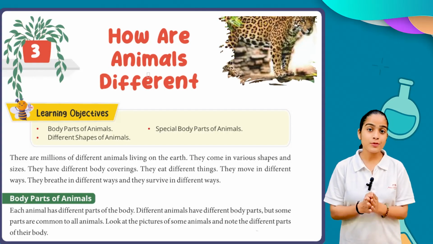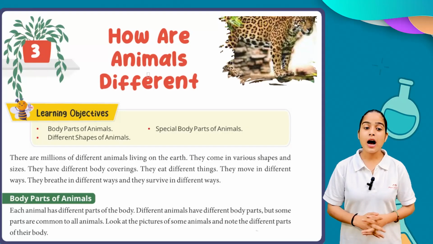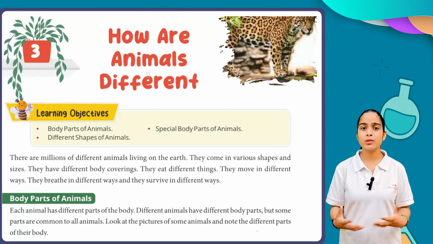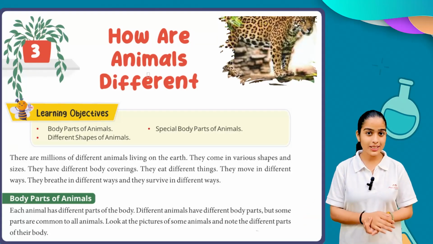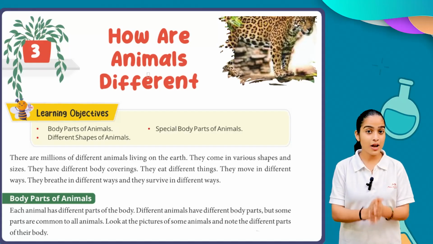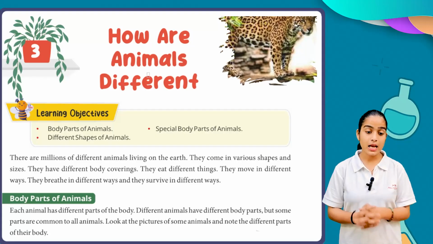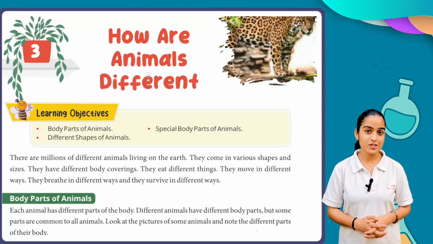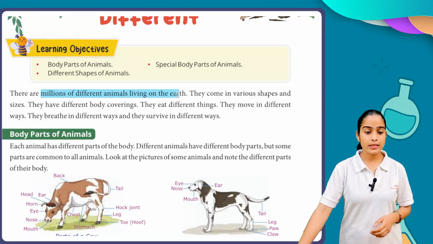So students, I'm your science educator again, here with a new chapter, chapter number 3. How are animals different? Now we are going to see how animals are different from other living organisms. So all of you, are you ready? But before starting this chapter, have a look at your learning objectives. First, body parts of animals, special body parts of animals and different shapes of animals. So let's get started.